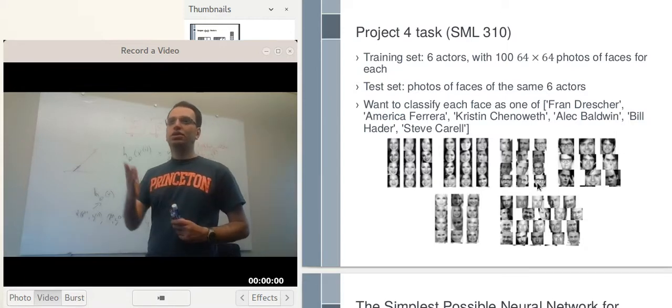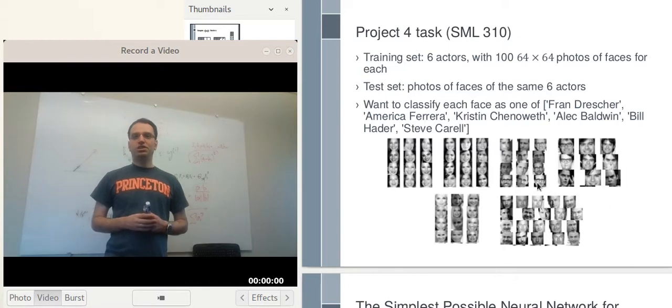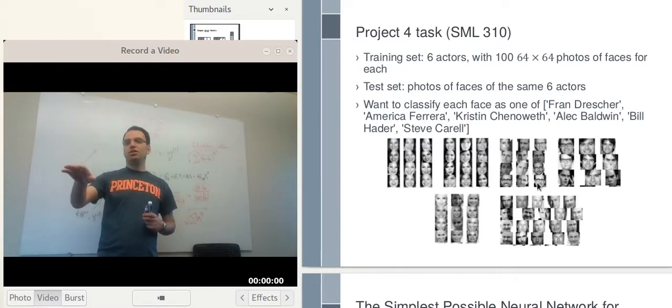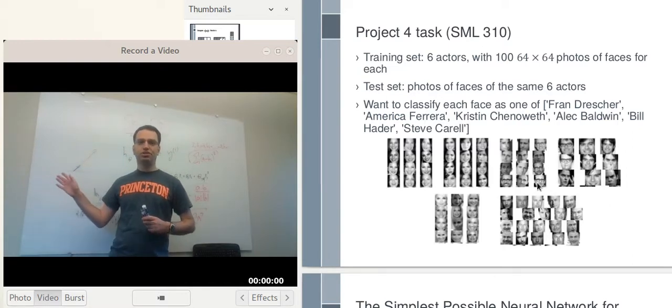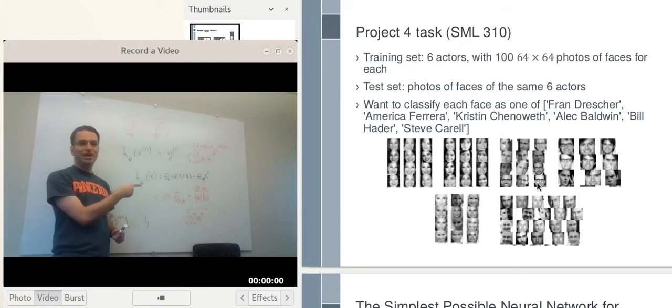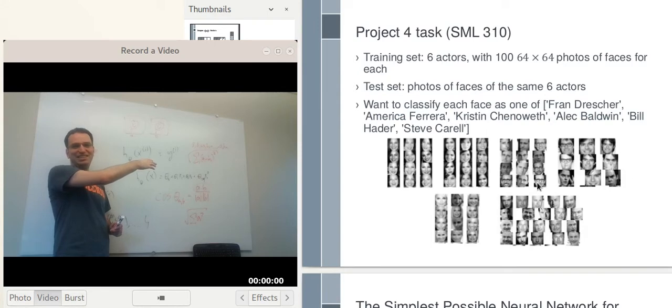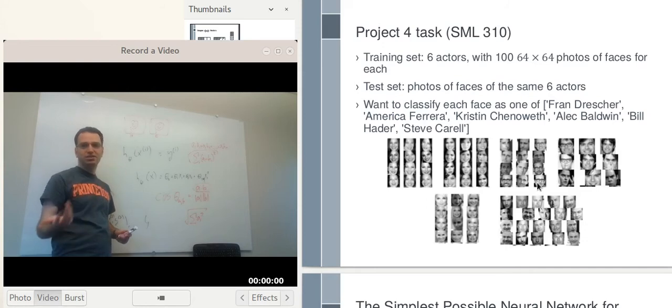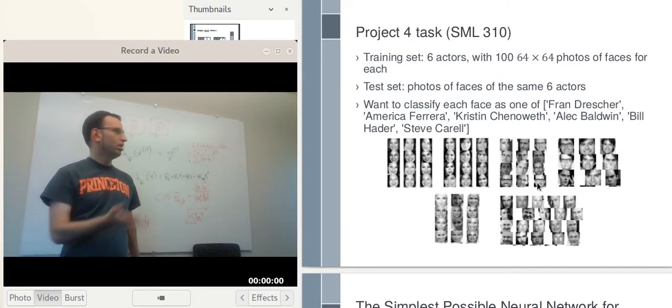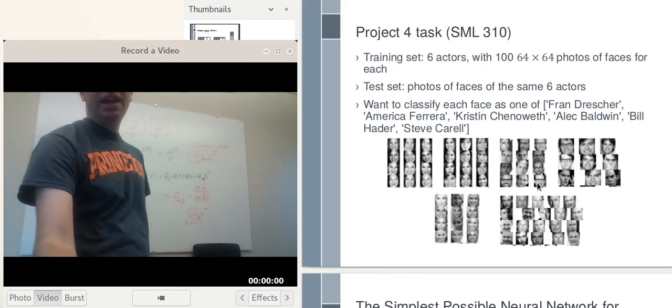So here, though, we have a pretty good data set, right? Here in the slides, all the images are pretty similar in terms of the location of the eyes and so on, so they're registered. So computing those kinds of distances can make sense.